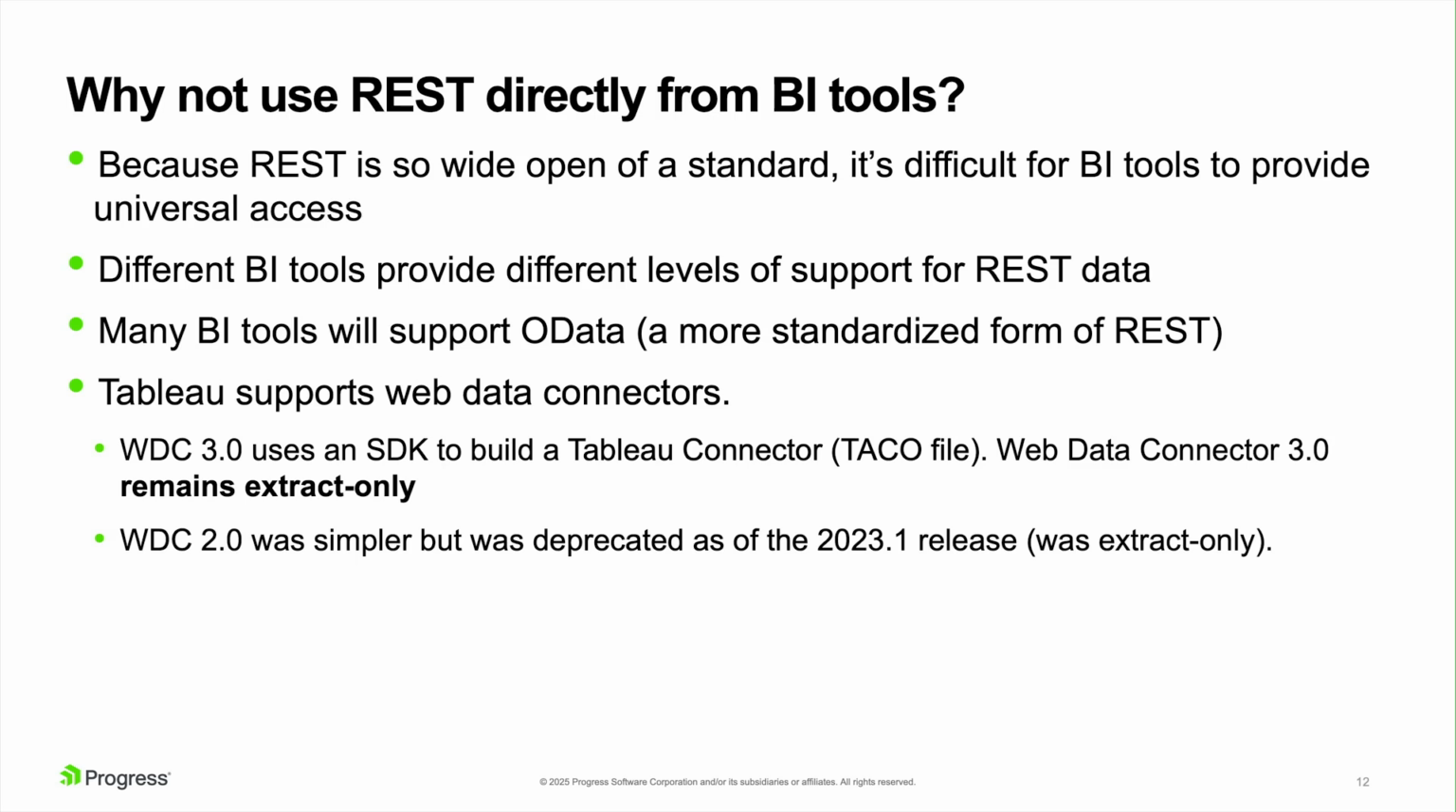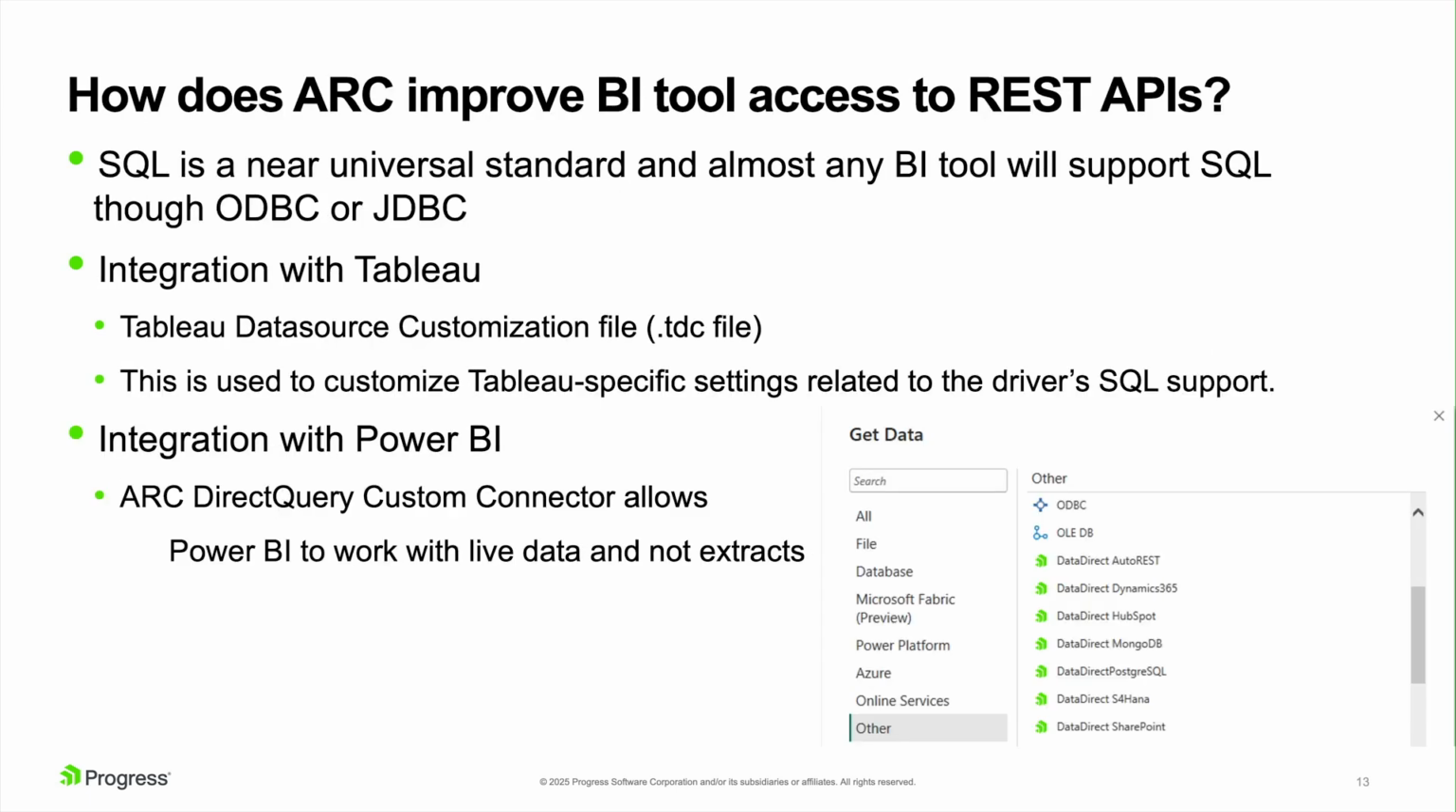So basically, rather than looking at live data, it's going to pull the data in and maybe refresh it at certain intervals, but it's not the same as live data. And people typically want to see live data. And the other thing is these Taco files, these Tableau connectors, they're not super easy to use. And the idea of Autonomous REST Connector is to make it as easy as possible.